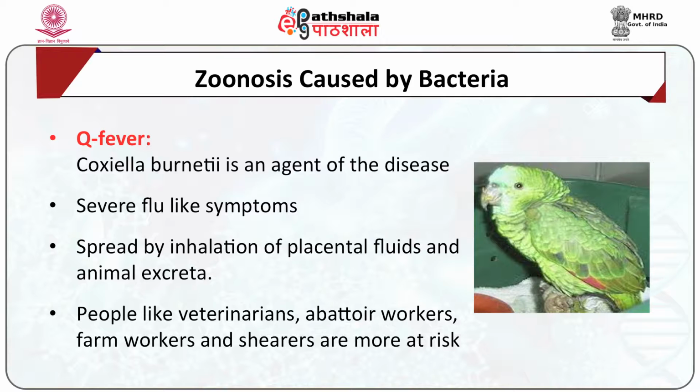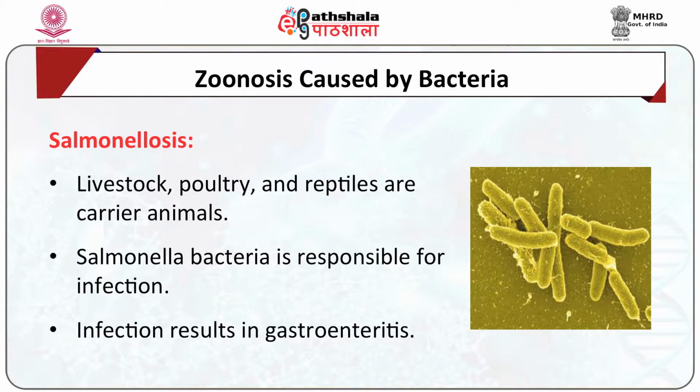People like veterinarians, abattoir workers dealing with fetuses, farm workers and shearers are more at risk of coming in direct contact with the disease. Salmonellosis. Livestock, poultry and reptiles are carrier animals of the bacteria Salmonella, which resides in their intestinal tract.